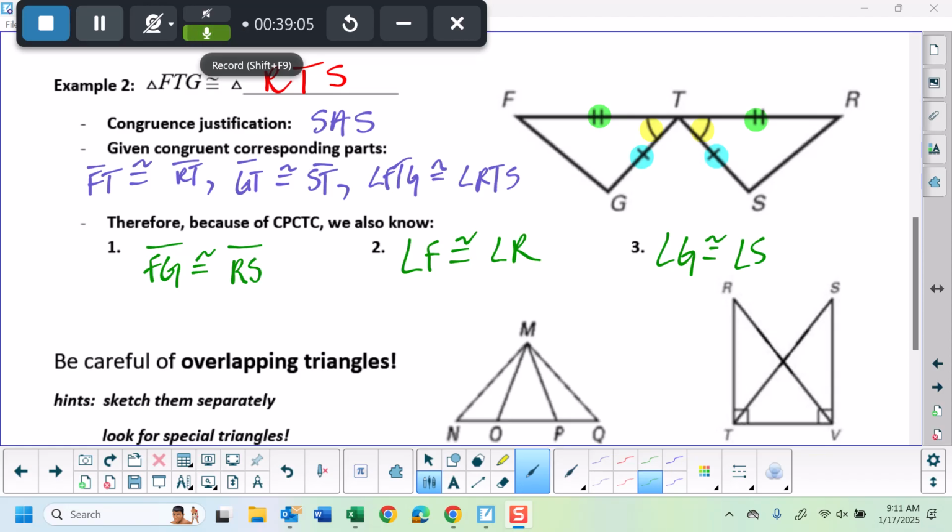Yeah. So now you get the other 3 pieces of information. So whatever else you haven't marked up, now you've got.